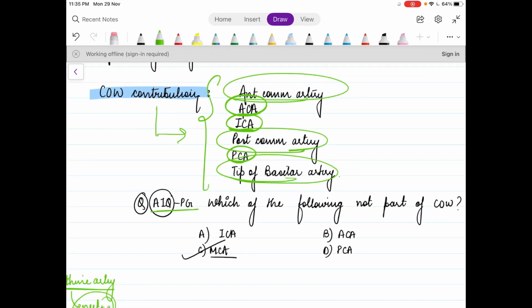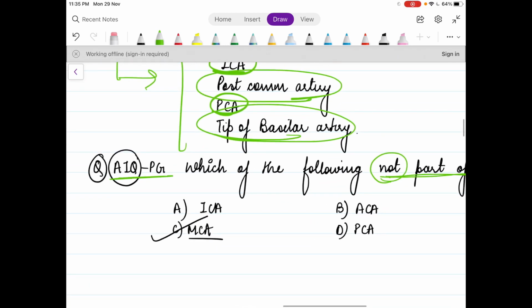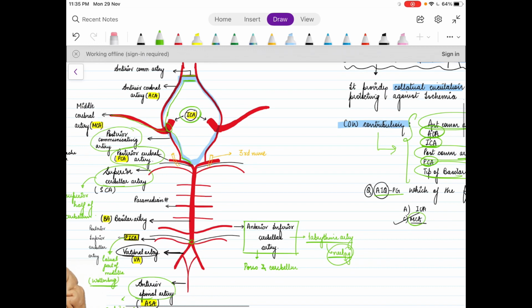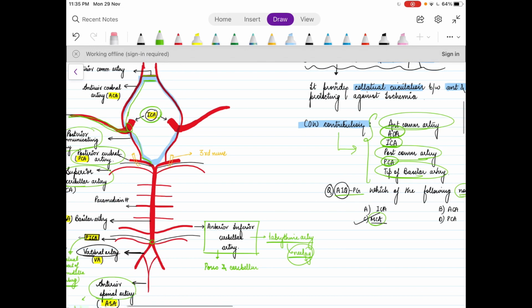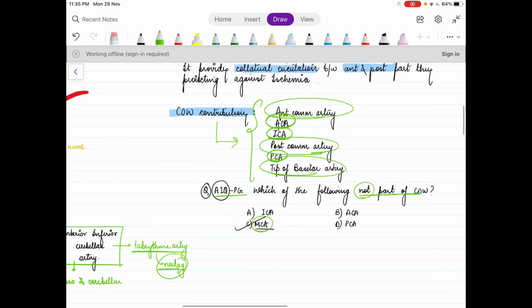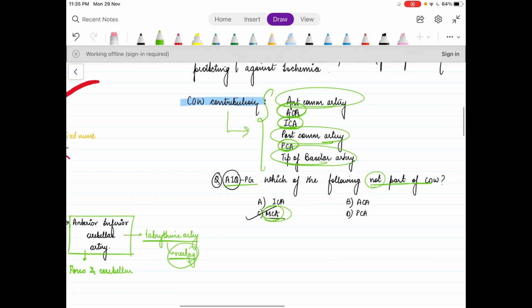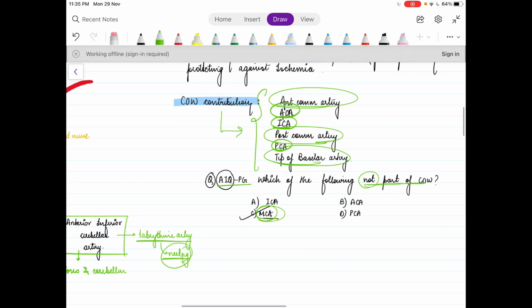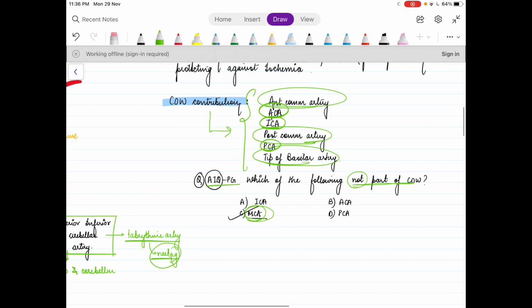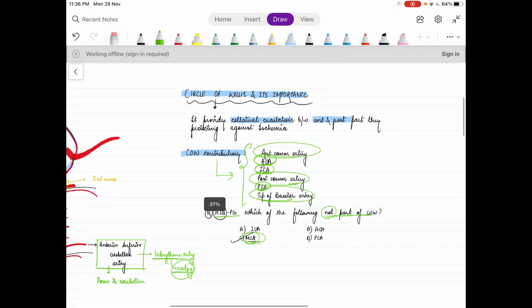It was an all India question in the PG: which of the following is not a part of Circle of Willis? The options were the internal carotid artery, the anterior cerebral artery, the middle cerebral artery, and the posterior cerebral artery. As we can easily see, the middle cerebral artery runs on the superolateral surface of the brain and does not contribute to the Circle of Willis, so the middle cerebral artery is the answer. It was a very easy question, but people got confused and got it wrong. So we should be very clear about the concepts and not try to escape these things, which are very easy if remembered correctly.